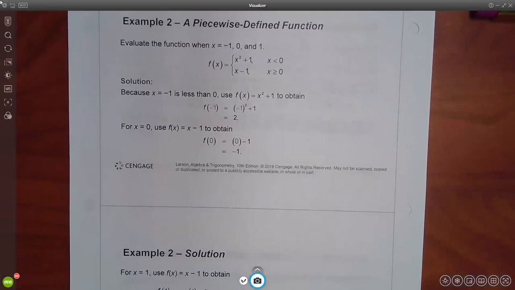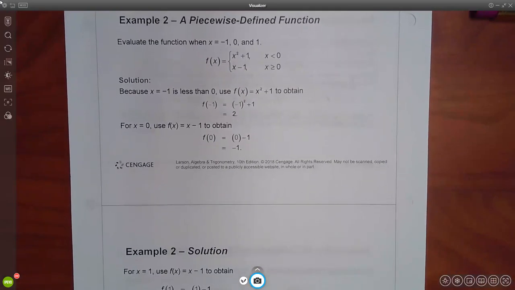There's a way. So I think for right now, they're not going to make us graph them, they're just going to make us evaluate them, okay? So it says evaluate the function when x equals -1, 0, or 1. And then they have described this piecewise function.